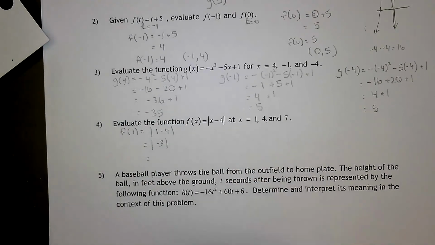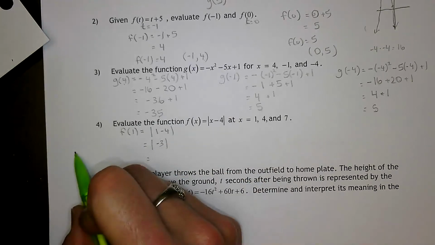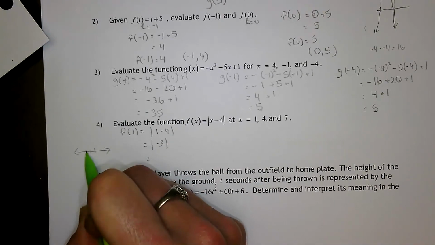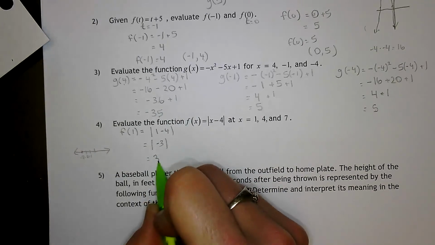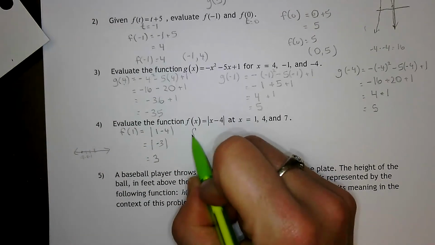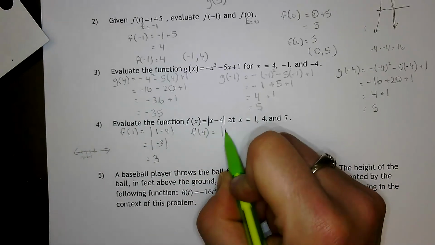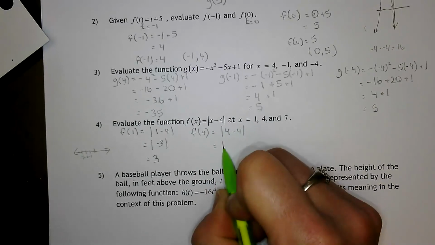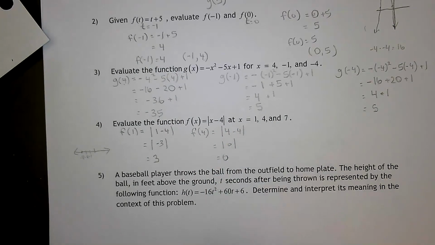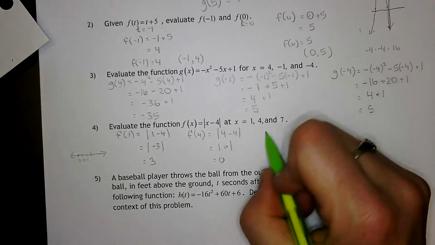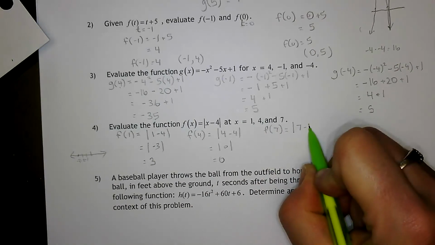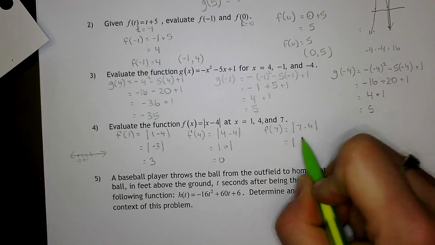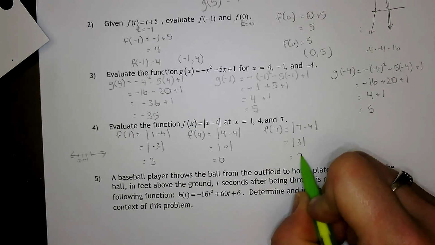Remember, the absolute value is the distance from 0. So if we look at our number line, negative 3 is 3 spaces away from 0. So the absolute value of negative 3 is positive 3. All right, f of 4 is equal to the absolute value of 4 minus 4. The absolute value of 0 is 0. And finally, f of 7 is equal to the absolute value of 7 minus 4, which is the absolute value of positive 3, which is 3.